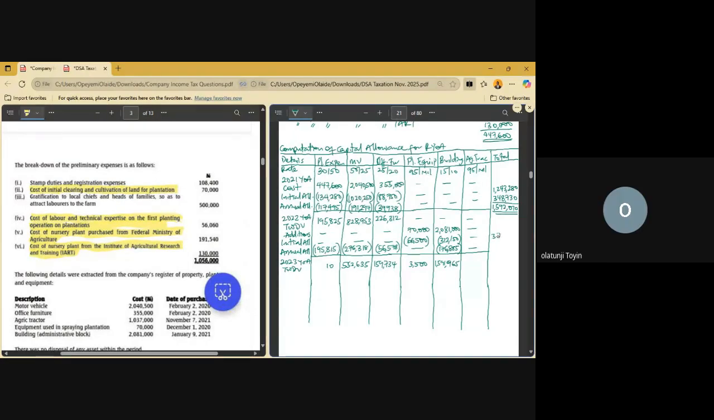Initial allowance should be 378,650. Annual allowance 705,596. Total 1,084,246.